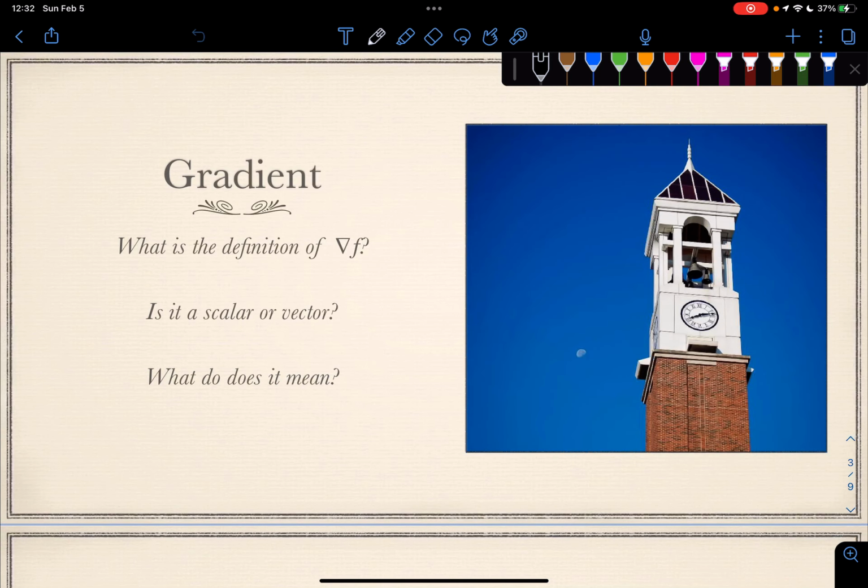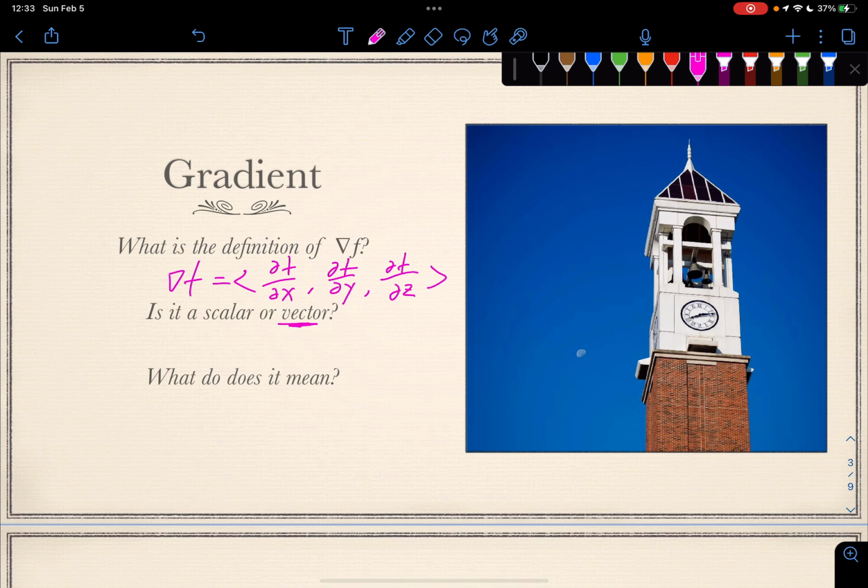So let's start with some conceptual questions. Let's talk about gradients first. What is the definition of a gradient? Well, I think everybody can easily agree that the gradient of f is going to be partial f, partial x, and then partial f, partial y if it's a two variable case, and then we also have partial f, partial z if it's a three variable case. Is it a scalar or vector? It's a scalar. Oh, sorry. My bad, this is a vector, sorry.